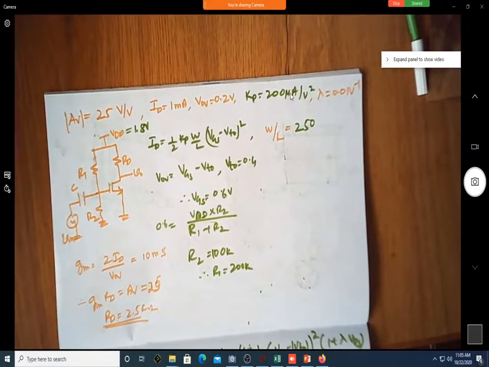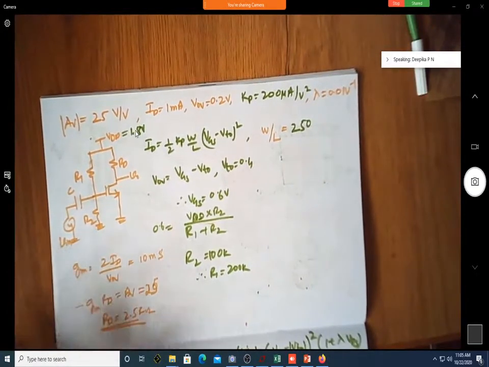And Kp is assumed to be 200 microampere per volt square. Let us assume lambda is equal to 0.01 volt inverse. Correct? Yes, sir. These are the assumptions and requirements for designing an amplifier with a gain of 25. Okay, we start with this CS amplifier with resistive load.